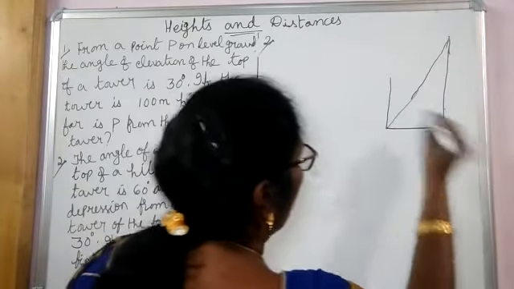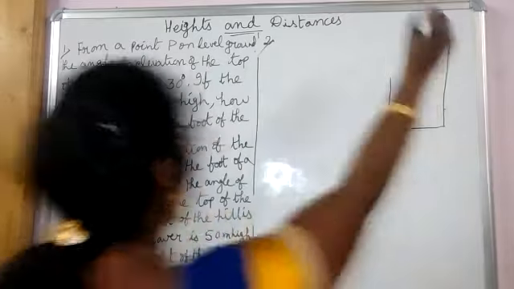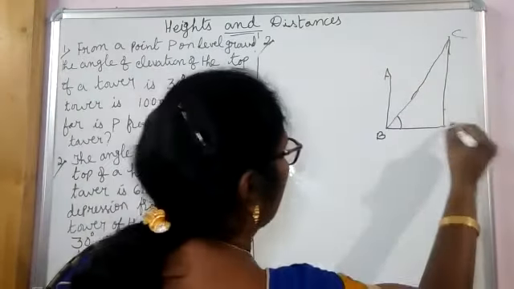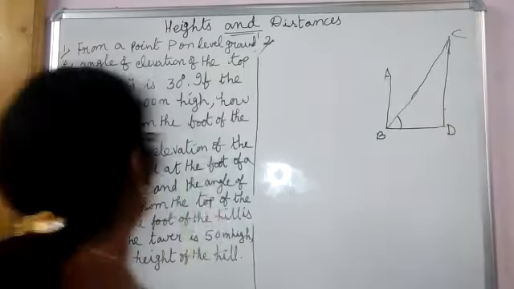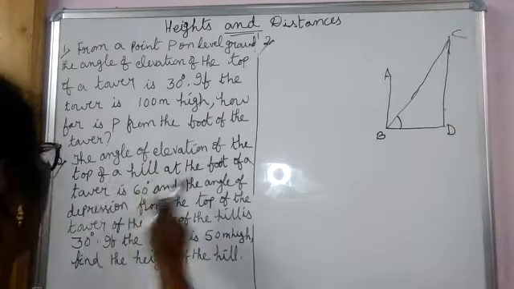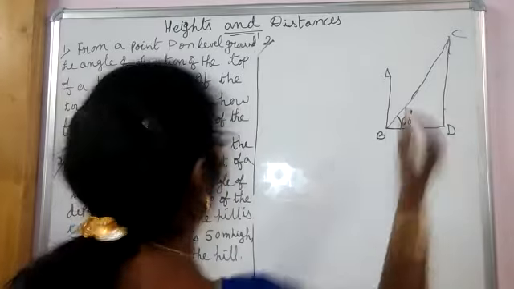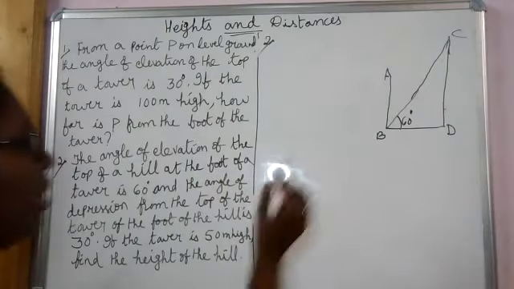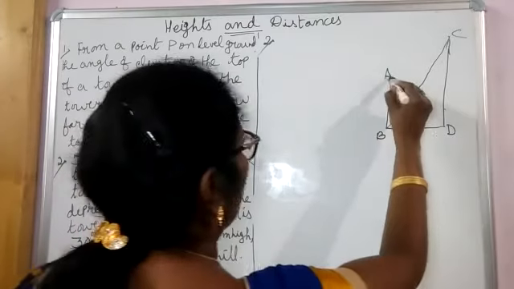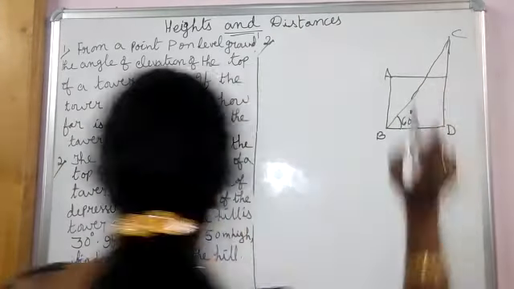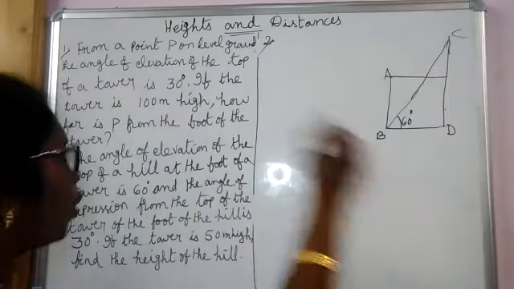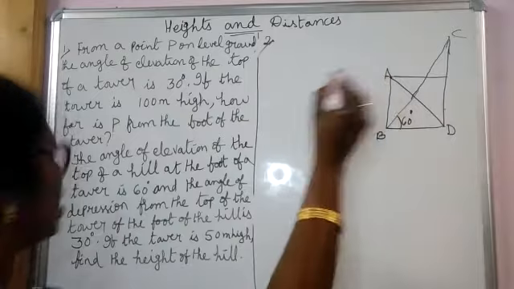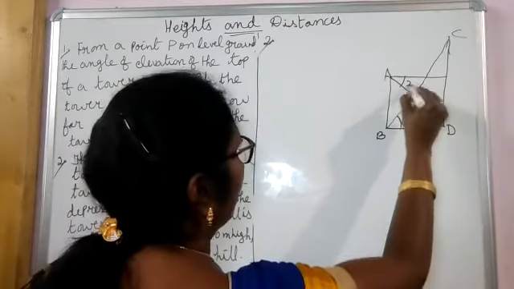Elevation means always the angle between the horizontal line and the line of sight. Here, if AB is the tower and CD is the hill, angle CBD is the angle of elevation. This is 60 degrees. And the angle of depression from the top of the tower: you have to draw the horizontal line always, of the foot of the hill, from here to here. This is 30 degrees. So this angle is 30 degrees.